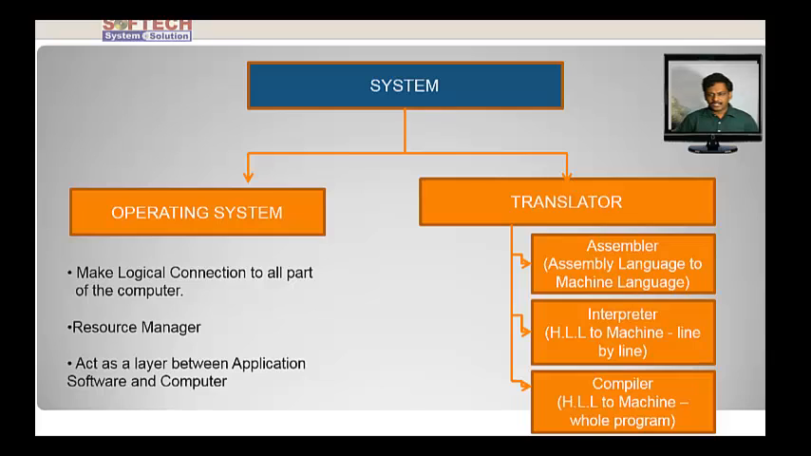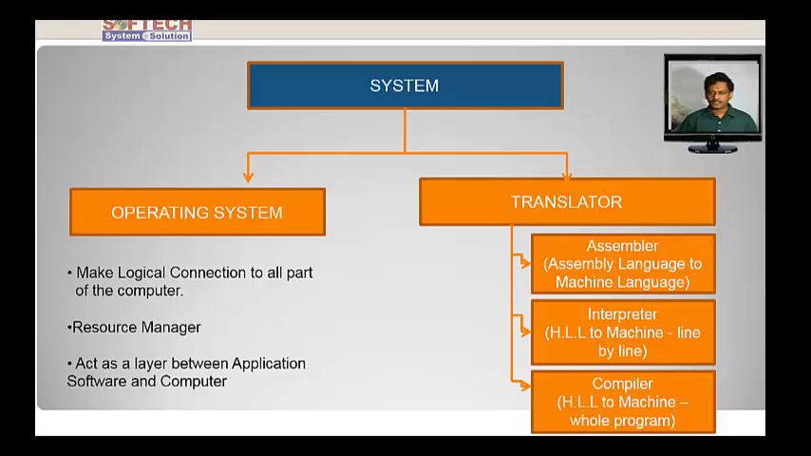Interpreter. An interpreter is also a kind of translator. It converts high level language into machine language. Because the computer understands only machine language. Machine language is the mother language of the computer. We understand assembly language and high level languages, but the computer understands only machine language. But machine language is very difficult to learn. We cannot understand that.